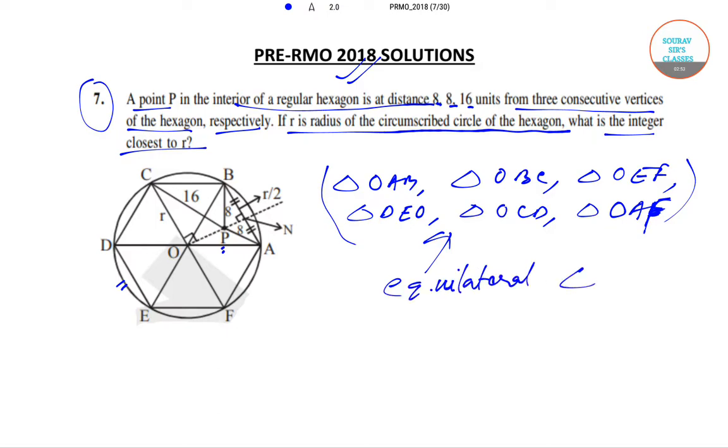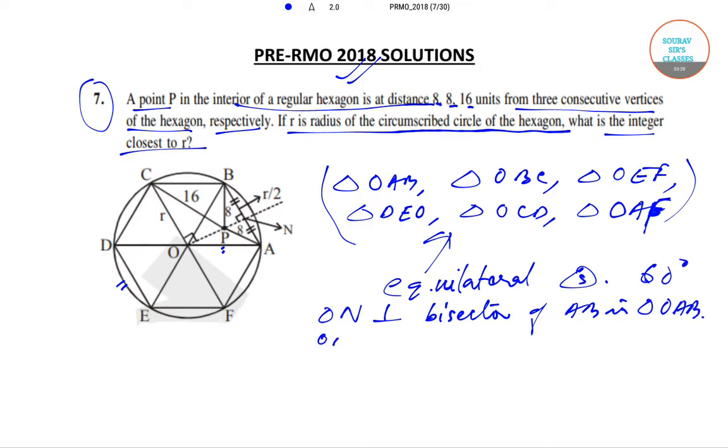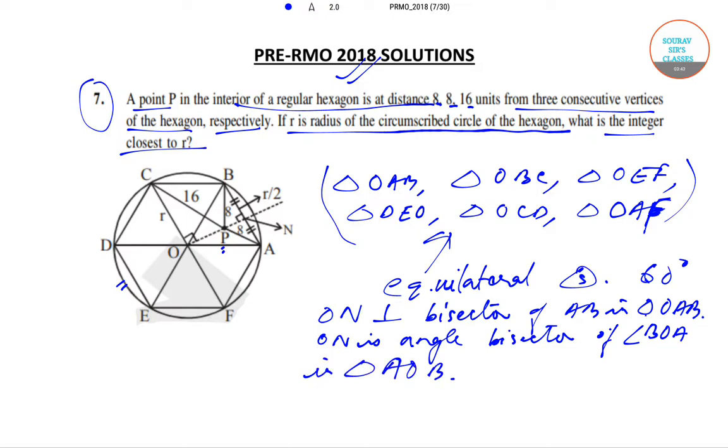So if they are equilateral triangles, every angle which is subtended at the center is equal to 60 degrees. And in an equilateral triangle, the perpendicular bisector, angle bisector, median, everything is the same. So as you can see in this structure, ON is the perpendicular bisector of AB in triangle OAB. So this ON is also the angle bisector of angle BOA in triangle AOB, or the same triangle OAB.